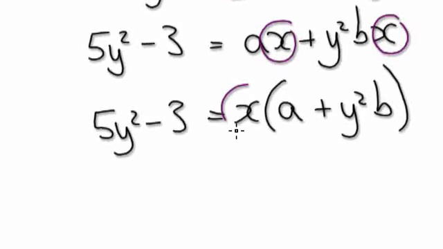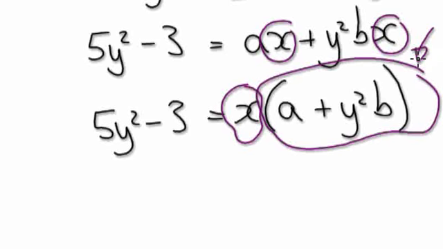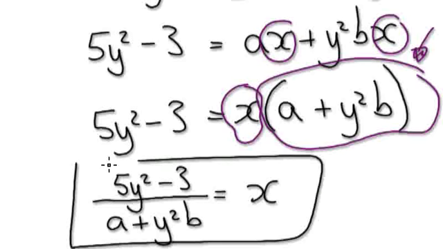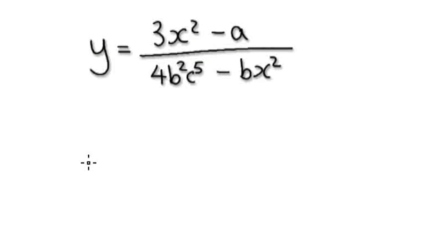Now visualize it as at the moment you've got this bubble multiplying this bubble here. So let's divide both sides by this bubble here. So this will be 5y squared minus 3 over a plus y squared b, and that leaves you x. Ta-da! Okay, this one now, your turn. Well, still your turn. So now you can see you've got x squared here, x squared here. So chances are you have to factorize.